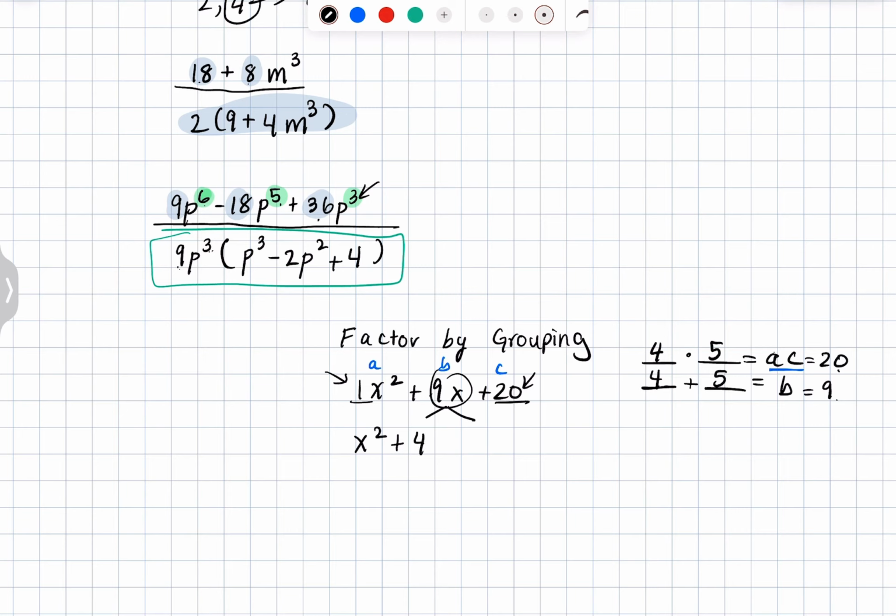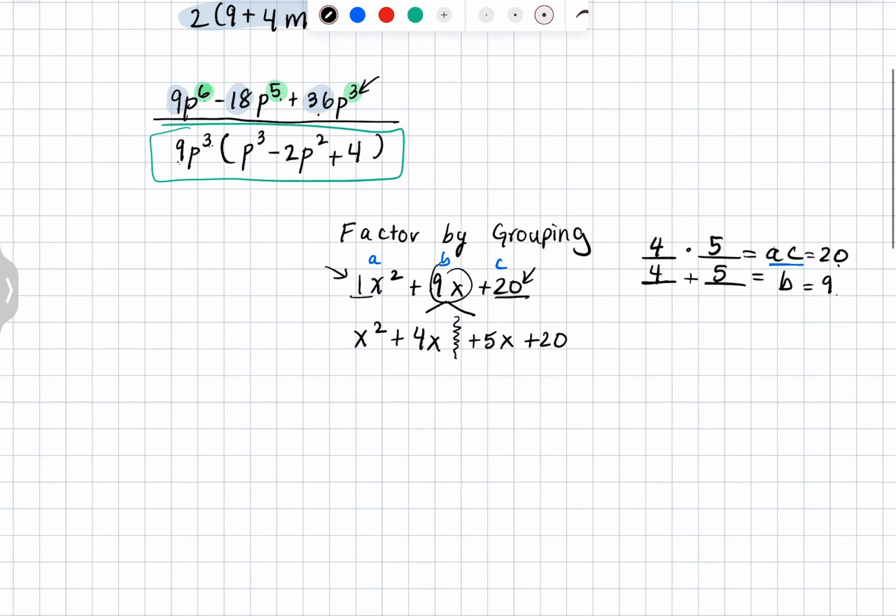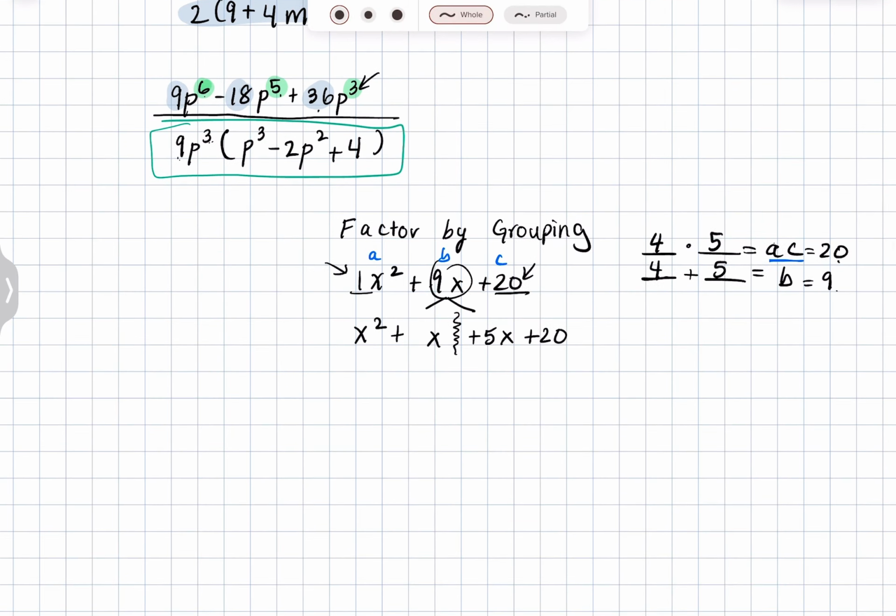So you're going to write 4x, and then you're going to write plus 5x plus 20, and separate that with a squiggly line. I prefer a squiggly line, because if you put a straight line like that, you might get confused and think it's a 1. But it doesn't matter whether I put the 5 here or here, and we'll take a look at that in a second. But we're going to put the 4 here and 5 here for now.